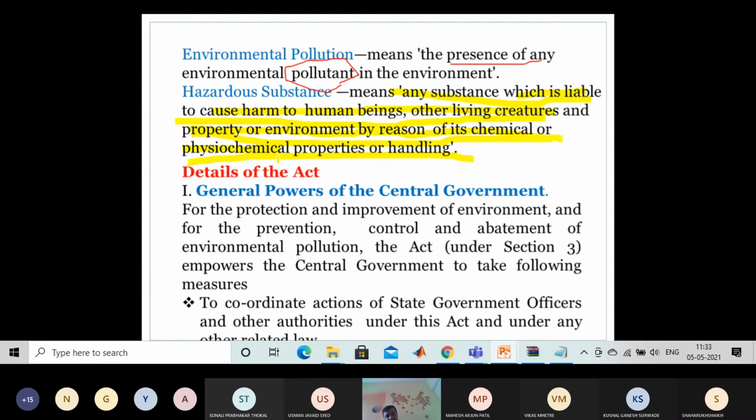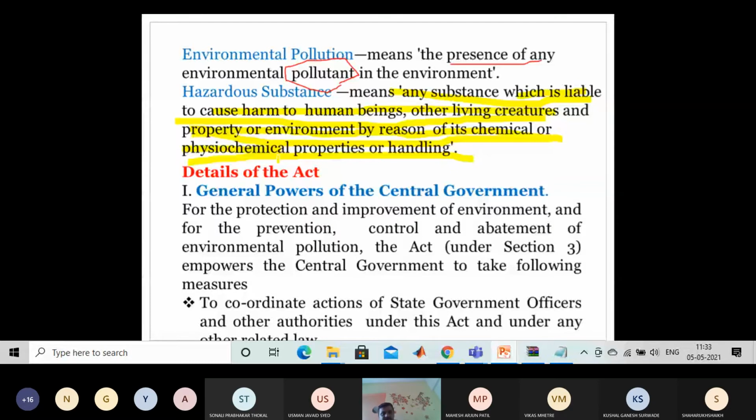If you're not properly handling it, in that case also that will create a hazardous effect. If, because of the presence of that chemical and its chemical property, a hazardous effect is going to be created on human beings or other living creatures, property or environment, then that is your hazardous substance.